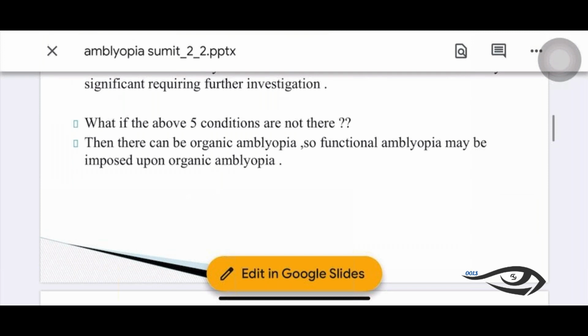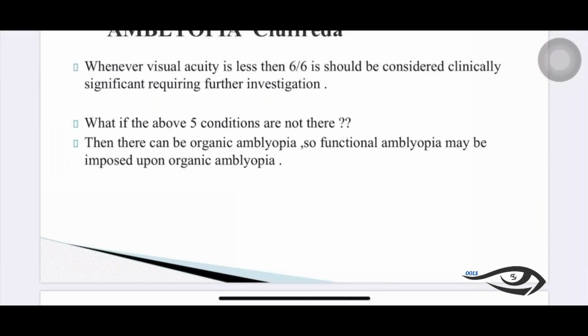So functional amblyopia may be superimposed upon organic amblyopia. So sometimes, there can be lots of reasons in which your pathological error will be there.